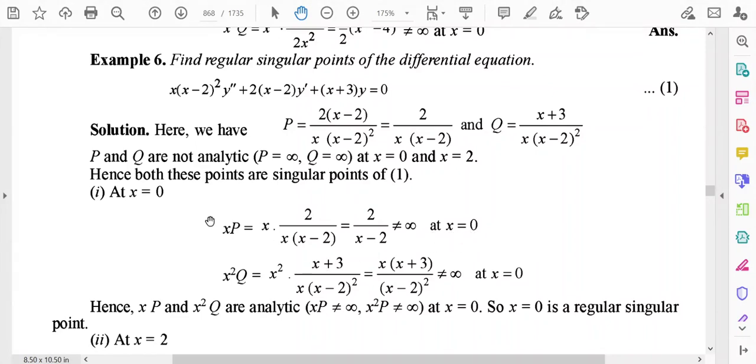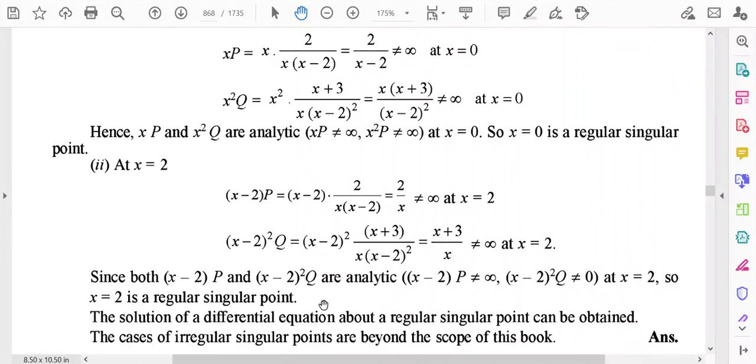And if we calculate x minus 0 whole square into q, just like the previous example, you will obtain this factor, and if we put x is equal to 0 here, then it will not become infinite at the point x is equal to 0. So as x into p and x square into q are not infinite at the point x is equal to 0, x is equal to 0 is a regular singular point.